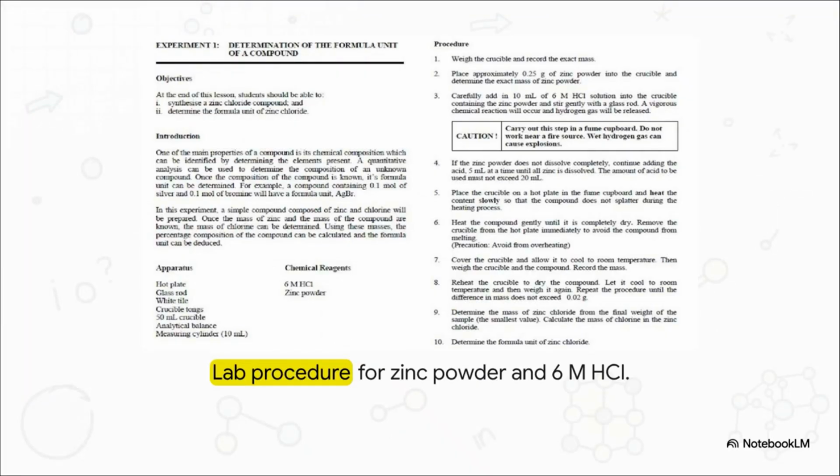Following Step 3 of our manual, the physical reality of chemistry really comes to life. We carefully add 10 milliliters of that 6 molar HCl to our zinc powder and just give it a gentle stir. Now, we aren't just mixing powders here. We are kicking off a vigorous chemical reaction. The zinc is actively being consumed by the acid, and it's releasing hydrogen gas in the process. You can literally see the reaction bubbling away right there in the crucible.